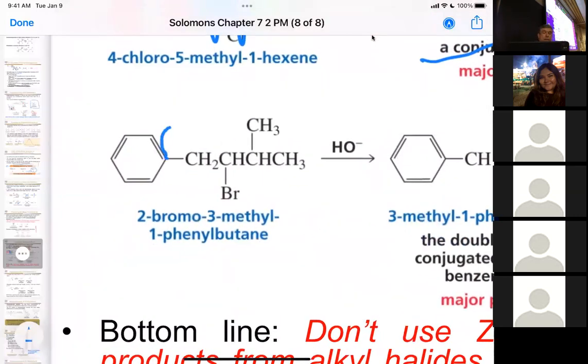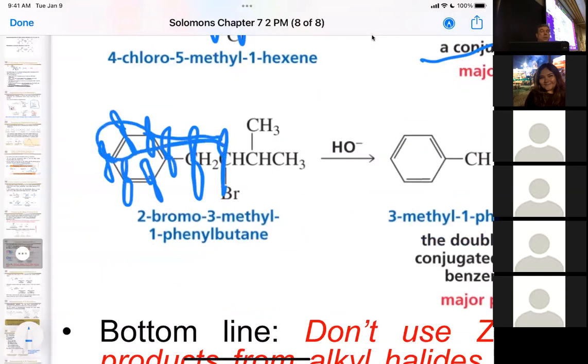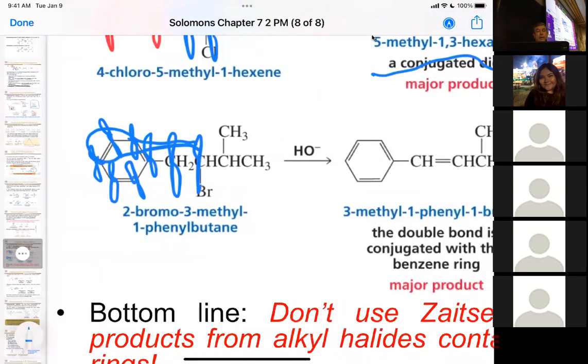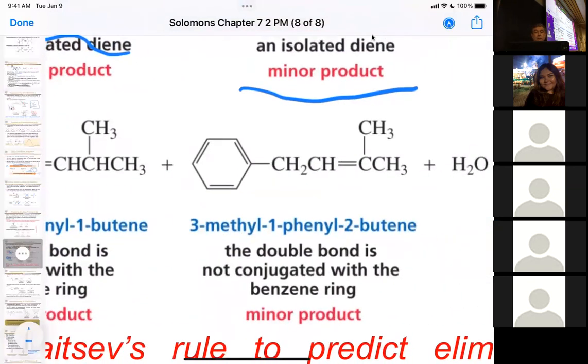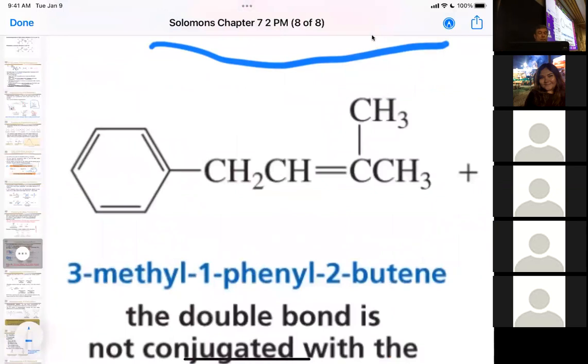Well, benzene is six p orbitals in a ring that are perfectly conjugated. So it's going to want to put the double bond in conjugation with those so they can be shared. So you'll see it: benzene ring, single bond, and then the double bond. Like in this product here as our major product, even though it's only a disubstituted alkene, it's still more stable because of conjugation. And this is the more substituted, the trisubstituted.